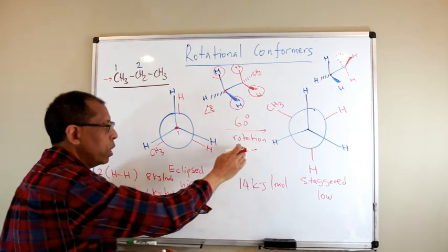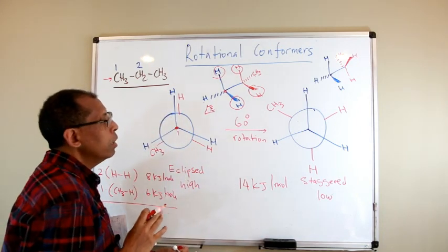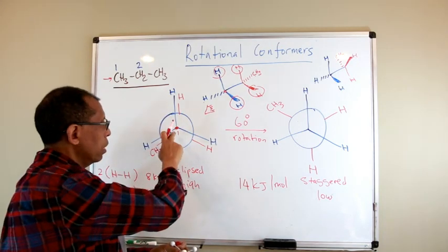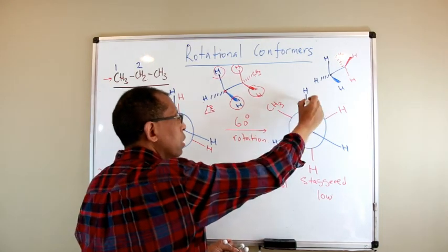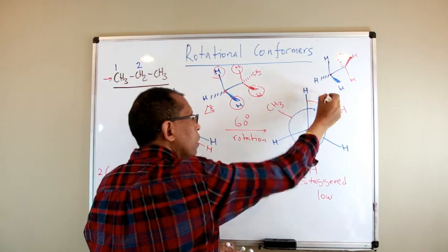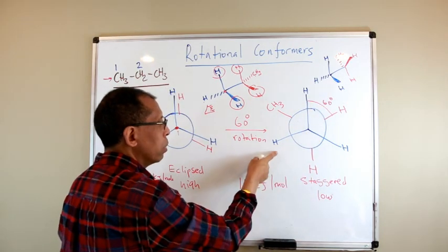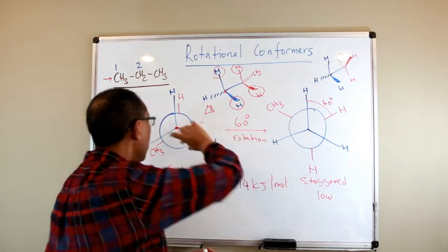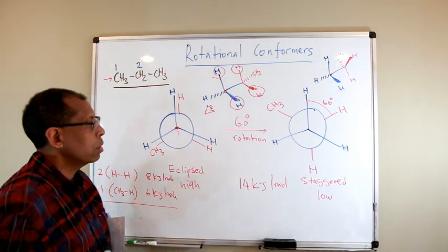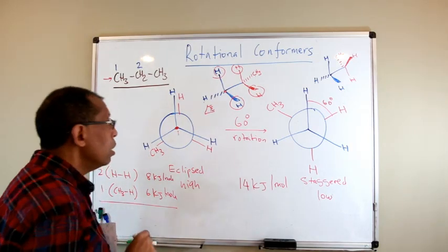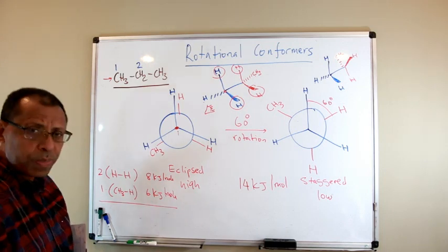But if you just rotate by 60 degrees on the same conformer, all the red ones fixing the blue ones, the hydrogen would now be 60 degrees away, and this hydrogen would be 60 degrees away, and this hydrogen would be 60 degrees. That also is moved in between this, which is the CH3. So this is a Newman projection for propane.